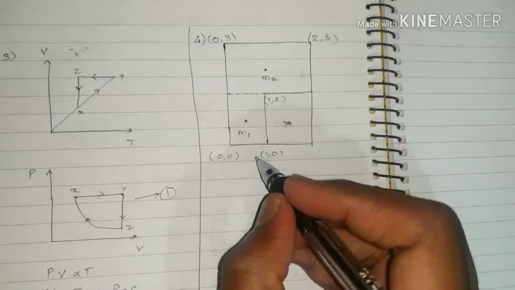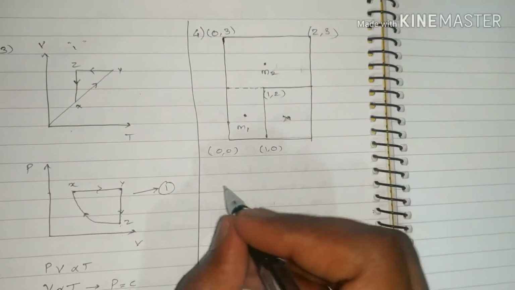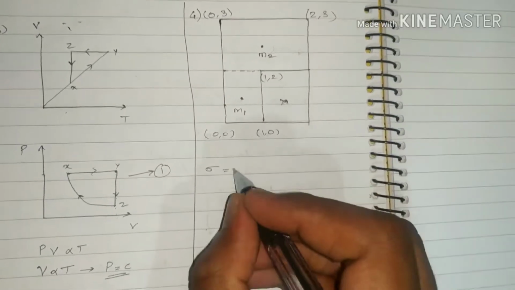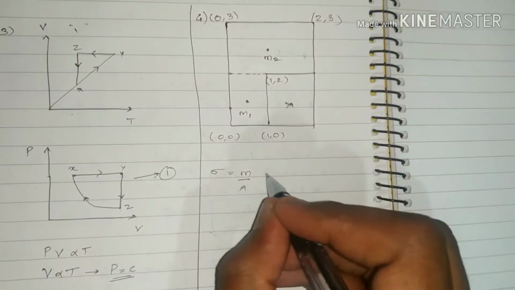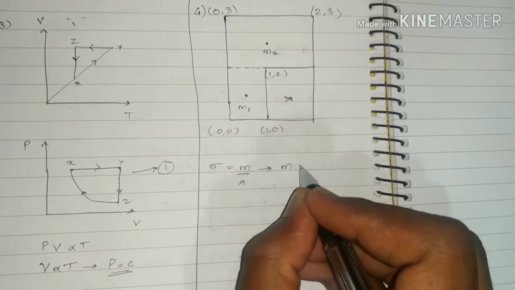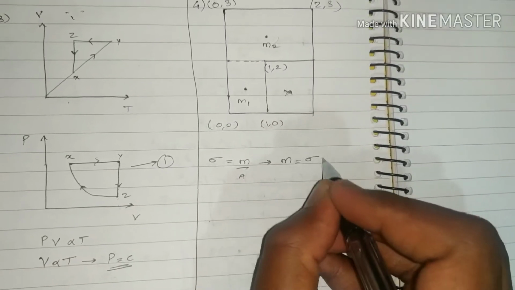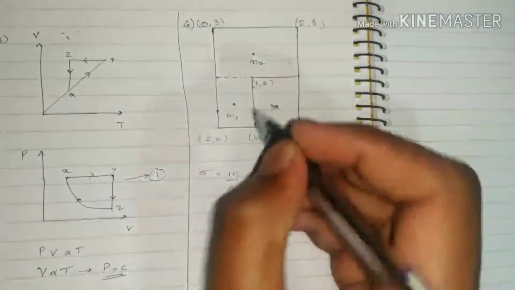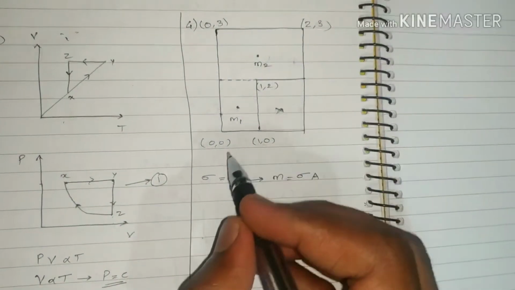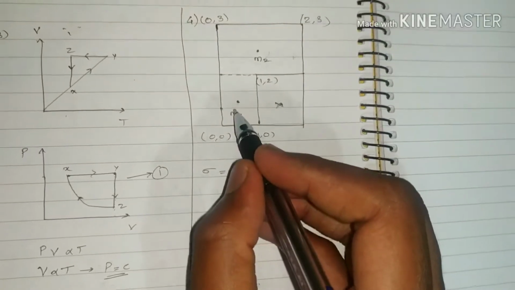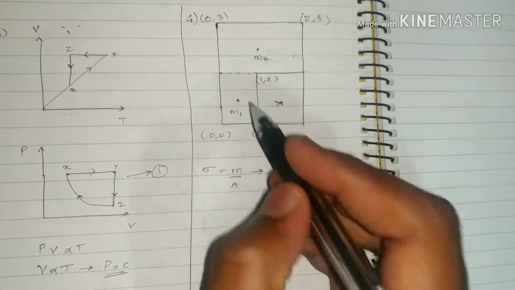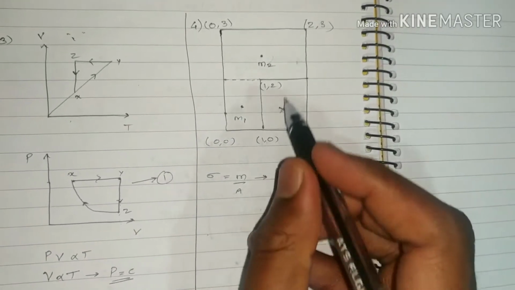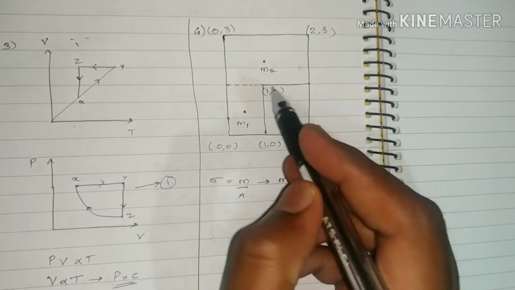Let's see. Couple of things you need to remember. You know that surface density is equal to mass upon area. That means mass is equal to surface density multiplied by area. These things you must remember. Now let's try to apply. Before applying, we must mark the coordinates of the centers of the masses which we have assumed. Since this is the origin, they have already given the coordinates of the edges in the question.